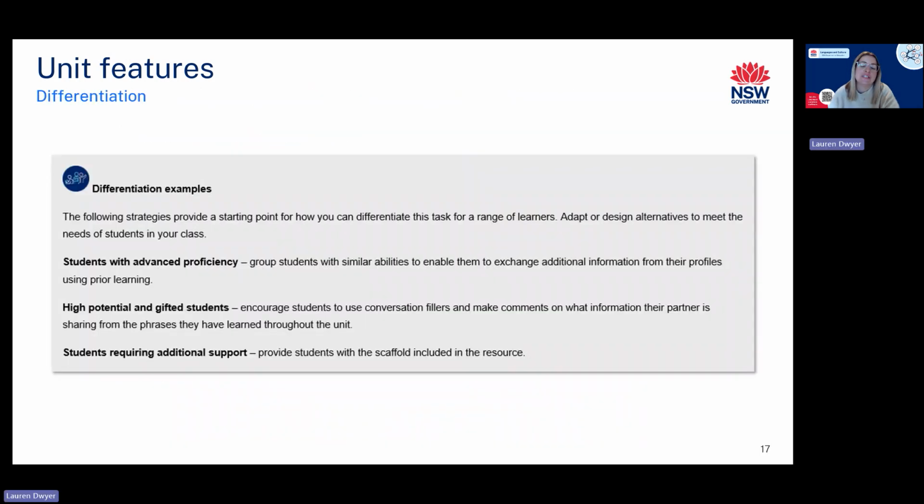Our unit also includes differentiation strategies for students requiring additional support, high potential and gifted students, and students with advanced proficiency in the target language. These strategies are neither exhaustive nor definitive. They're just examples of how we can differentiate activities and tasks to meet the needs of a range of students. This example is how we provided differentiation for mini task 3, which requires students to participate in a speed friending style interaction to practice new structures about their subject preferences.